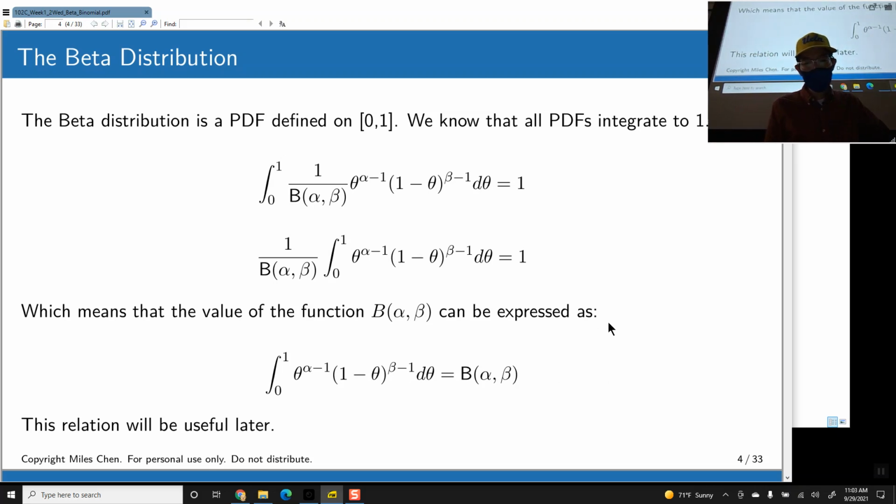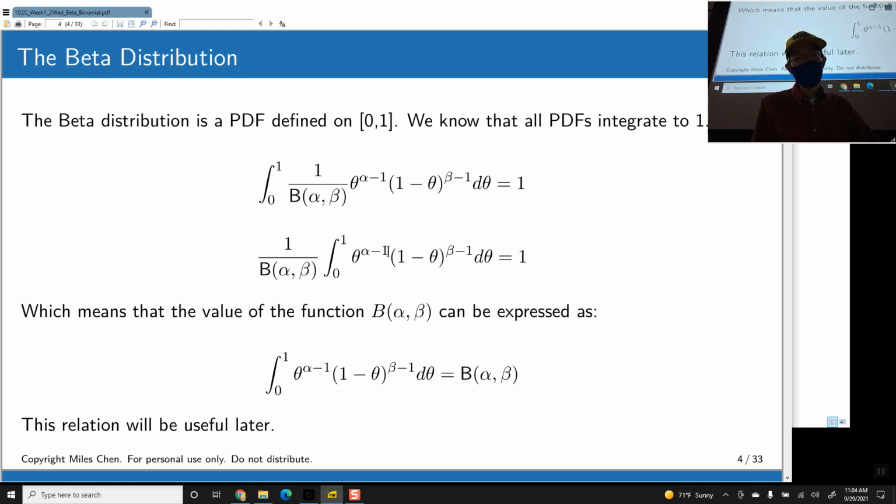What we can say is, if we integrate the entire PDF, which is defined on 0 to 1, the beta distribution is just going to be 0 outside of 0 and 1, and so this whole thing integrates to 1. That's the property of a PDF.